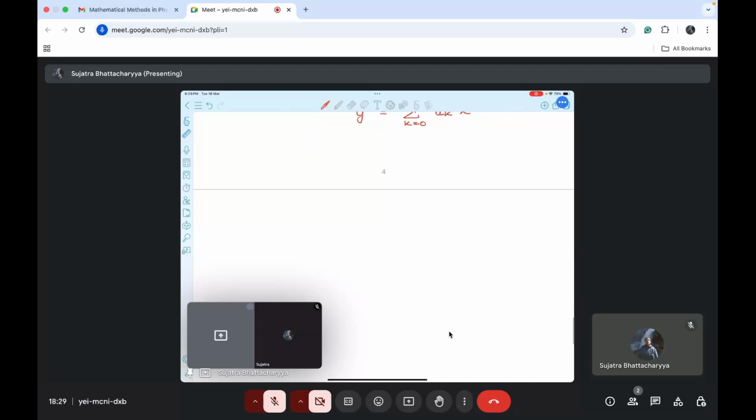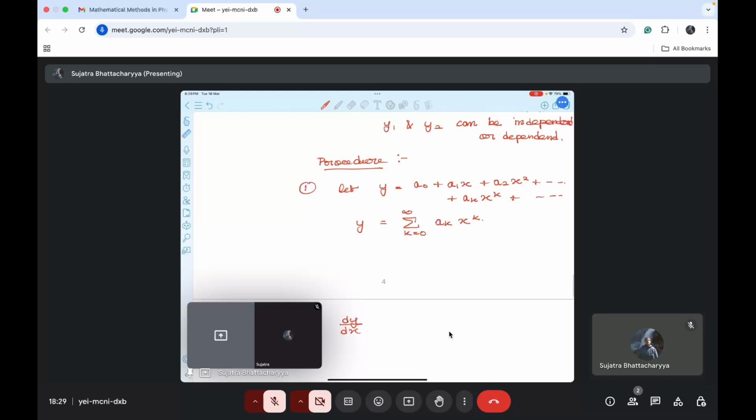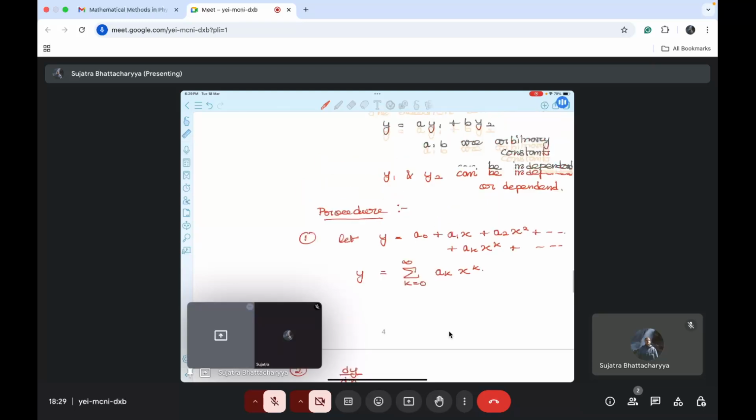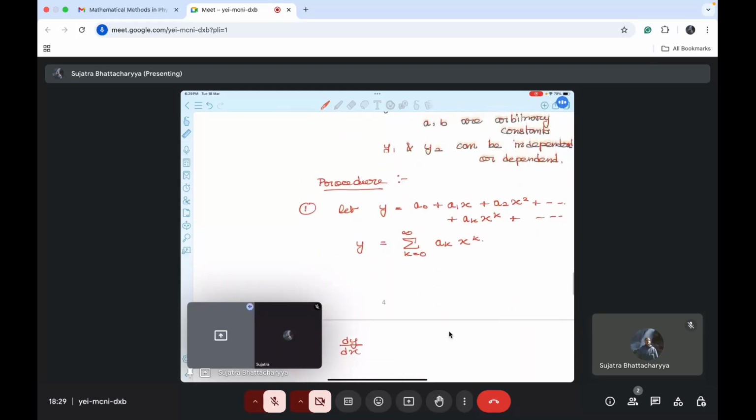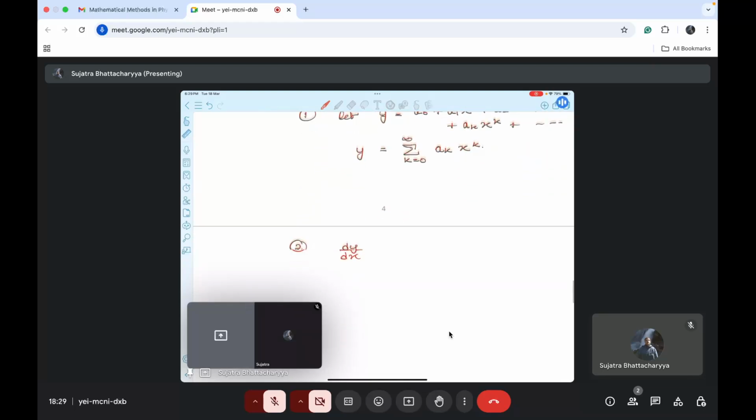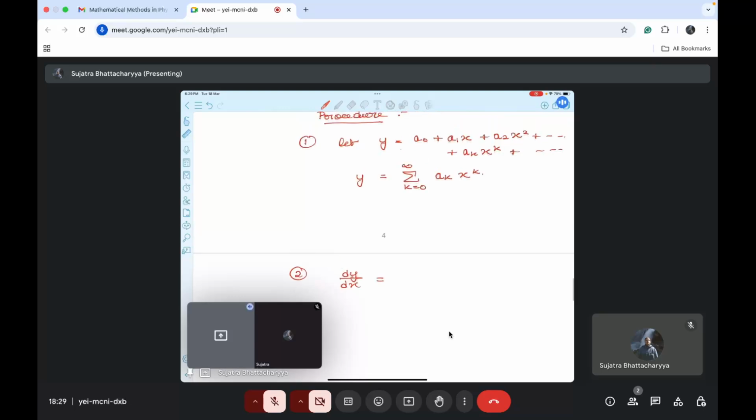Now once we have assumed that, what will be the dy/dx? Because ultimately our aim is, once we assume a certain solution, we have to put it in the differential equation, right? So we might have a differential equation which has the first order derivative of y. What will it be? If you look at the series, a naught will be 0, so it will be a1 plus 2 a2x and so on. There will be so many terms, right?